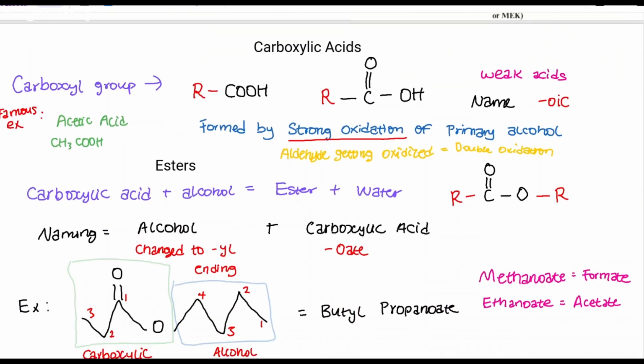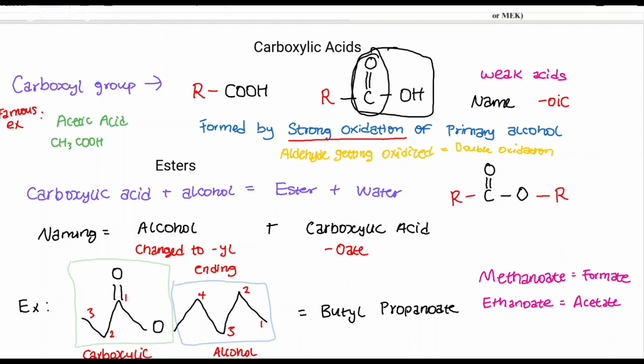And moving on to carboxylic acid, these are weak acids with a carboxyl group. This is a carboxyl group if it has a carbonyl group and then an OH. So this is a carboxyl group. It has a carbonyl group inside and it's attached to an OH.